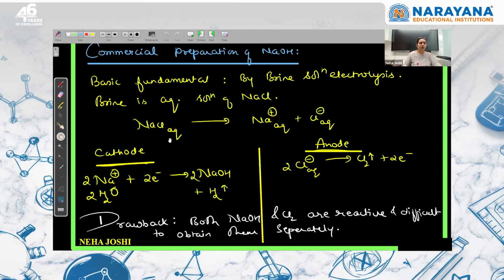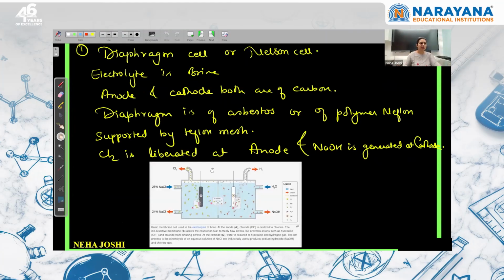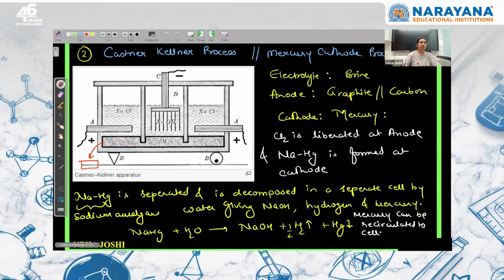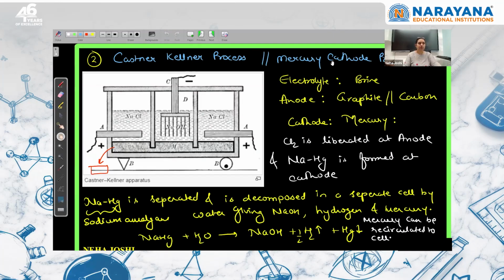You just do electrolysis of NaCl. At anode, you will have chlorine. At cathode, you will have hydrogen. That is a general reaction. This is an old method, but I will write here that this is outdated. We don't use it anymore. It was once used. Okay, called Nelson cell method, diaphragm method, currently of no use. This is what we use, Castner-Kellner process, also called mercury cathode process.